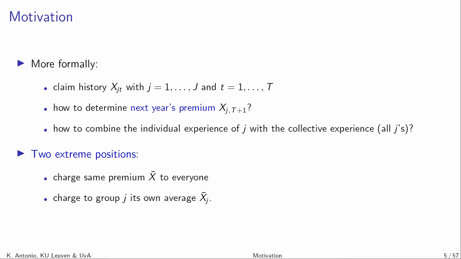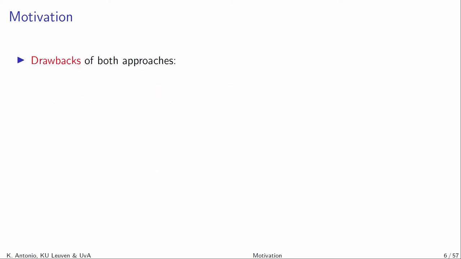Or I'm going to charge to Group J, think about General Motors, its own premium based on its own specific average or statistics X̄_J. So we want to find a mathematical framework that helps us to determine how much weight should we give to the first bullet, and how much weight should be given to the second bullet here.